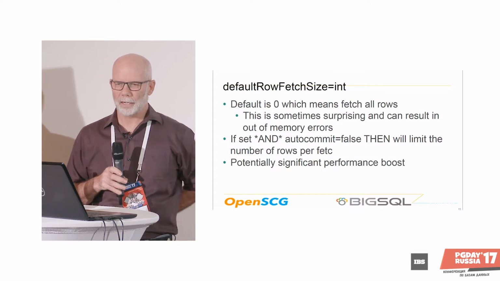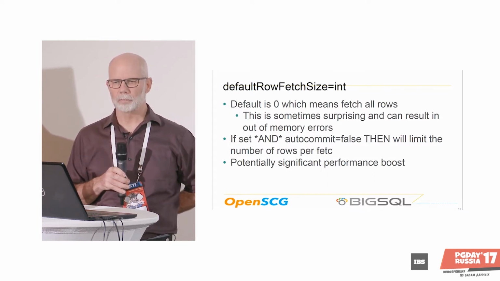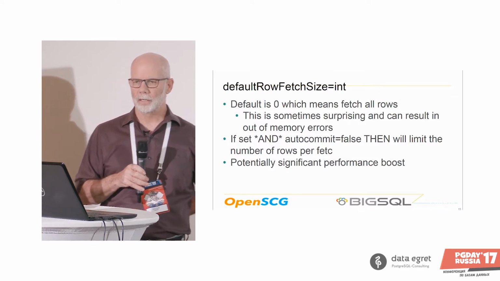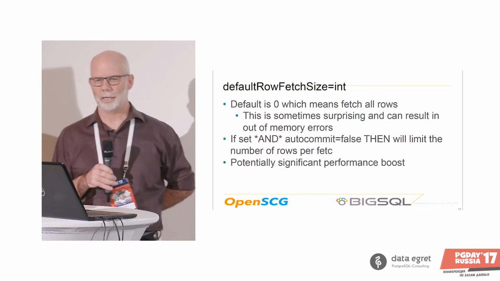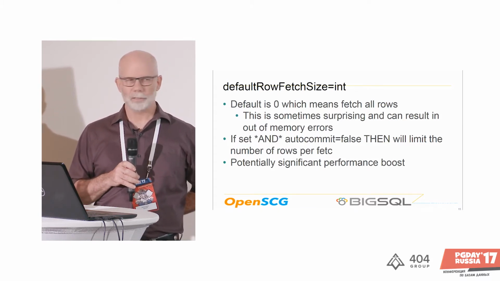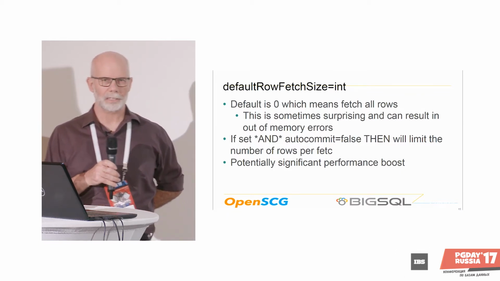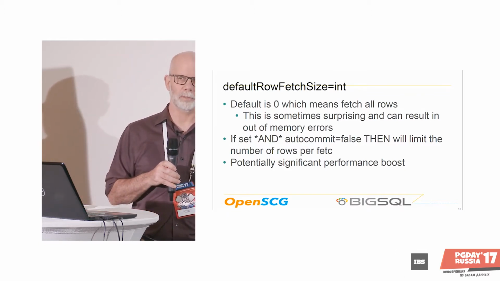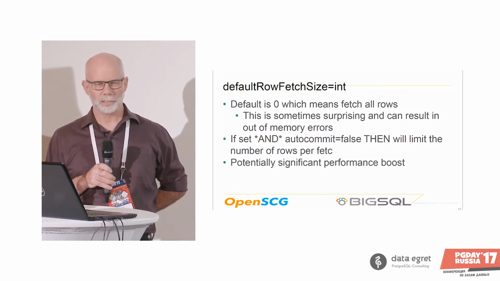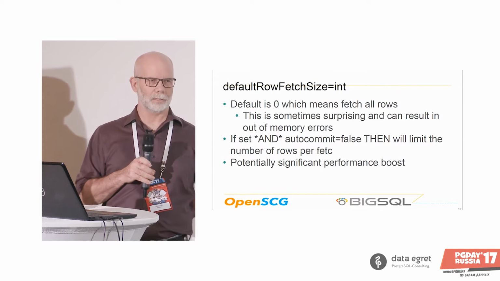There's another connection parameter that can be used, which is called default row fetch size. So in Postgres, the default is 0, which means fetch all the rows. So if you did something like select asterisk from a very, very large table, which is 10 million rows and quite wide, the result can sometimes be quite surprising and actually result in out-of-memory errors.